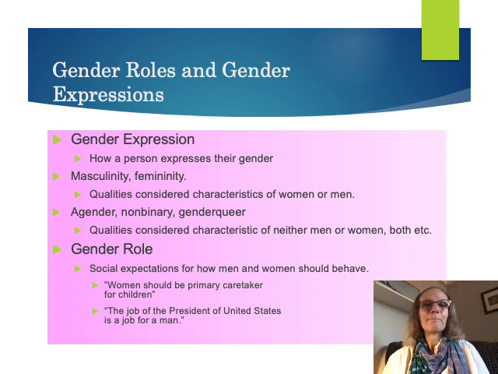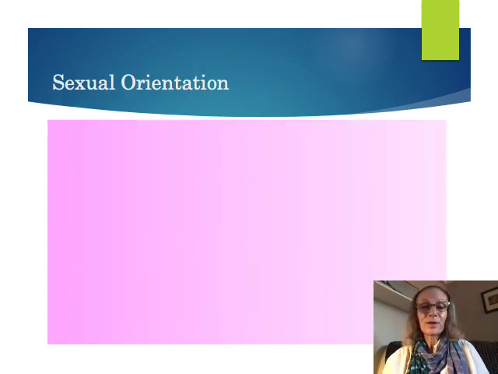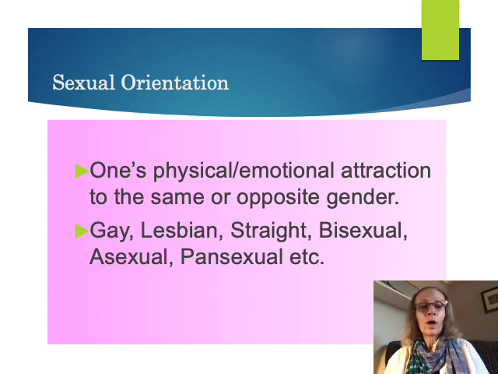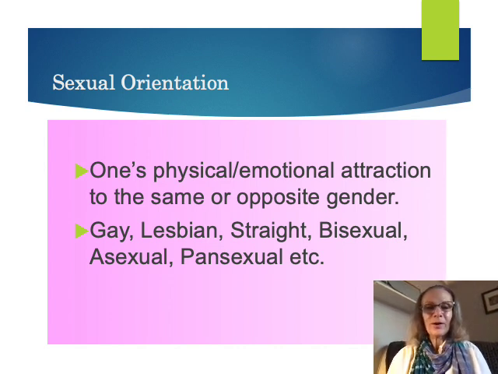No surprise there. Okay, the last thing we're going to talk about here is sexual orientation. Sexual orientation is one's physical or emotional attraction to a gender. So you might be physically attracted to men, to women, to both men and women, to neither men nor women, or to all sorts of gender identities, right? Then there's a certain label or moniker that goes with that.